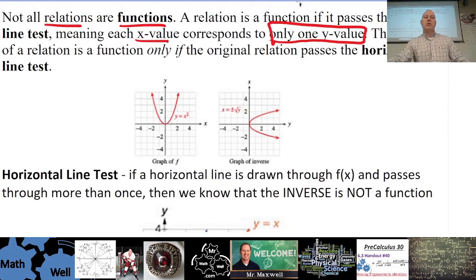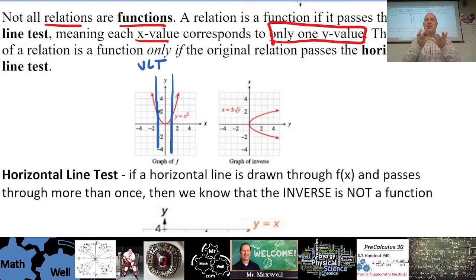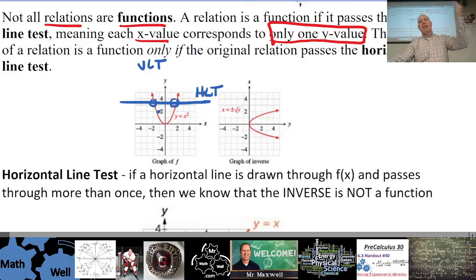The vertical line test uses a vertical line to test if f of x is a function. So if a vertical line only passes through the graph, the relation, once, then that relation is a function. The horizontal line test is when you draw a horizontal line, and if the horizontal line passes through the relation more than once, that means its inverse will not be a function.